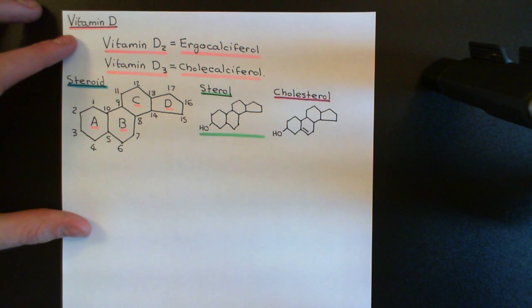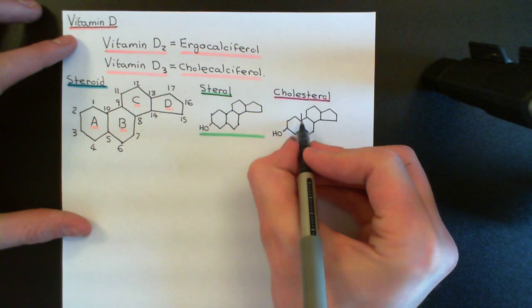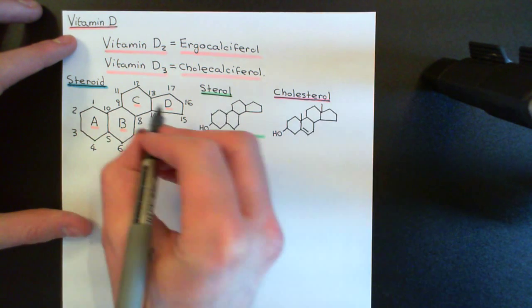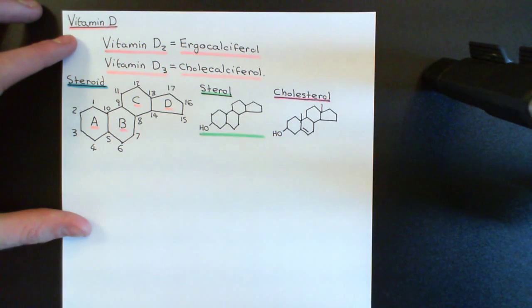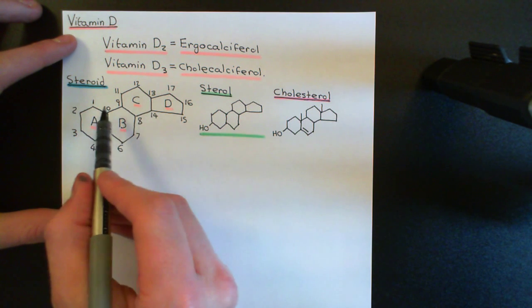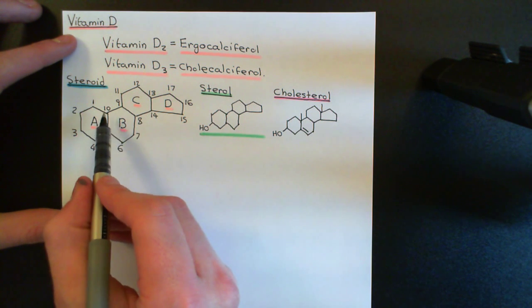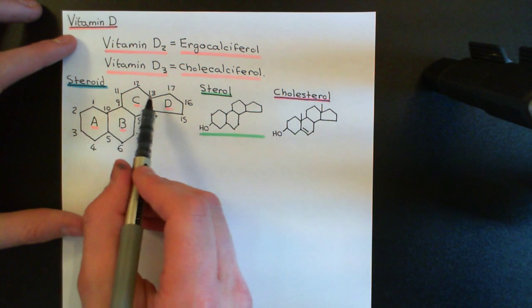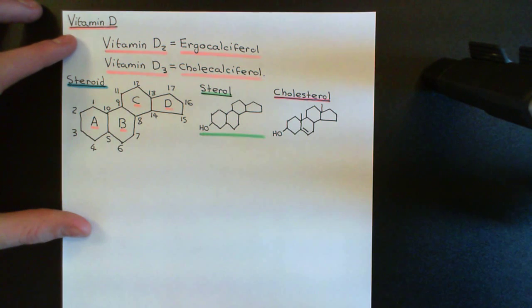Number 2 modification, we're going to stick 2 methyl groups on. One onto carbon number 10 here, and one onto carbon number 13 here. Both carbon number 10 and carbon number 13 had 3 bonds to other carbon atoms and then 1 bond to a hydrogen atom. We have cut that hydrogen atom off in both cases and replaced it with a methyl group. So that's modification number 2.